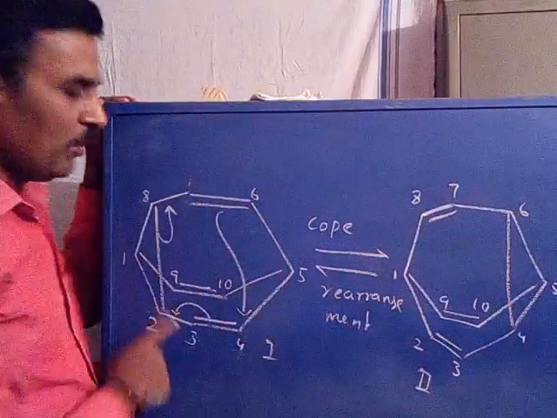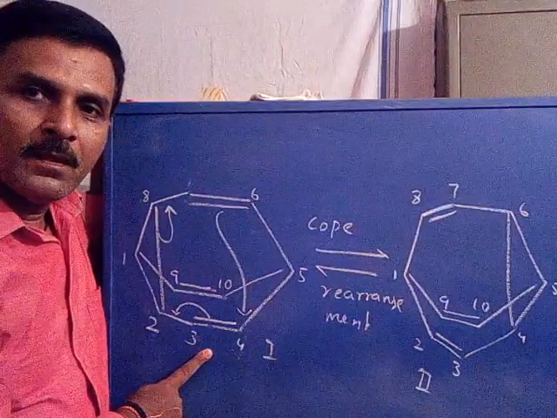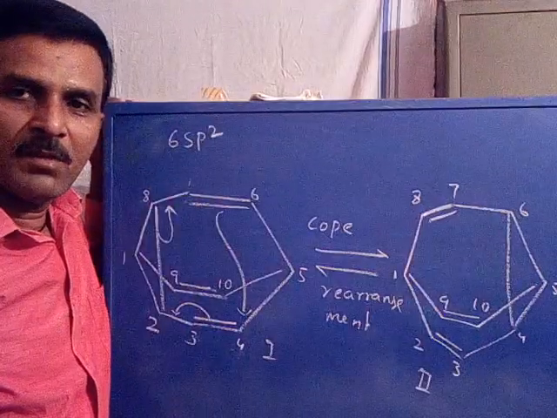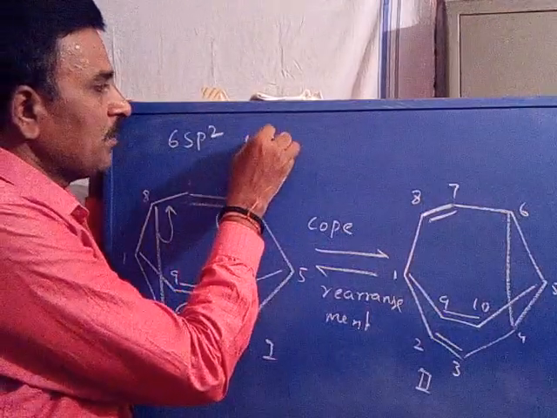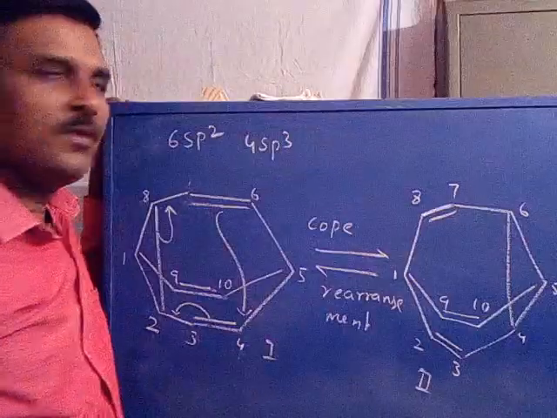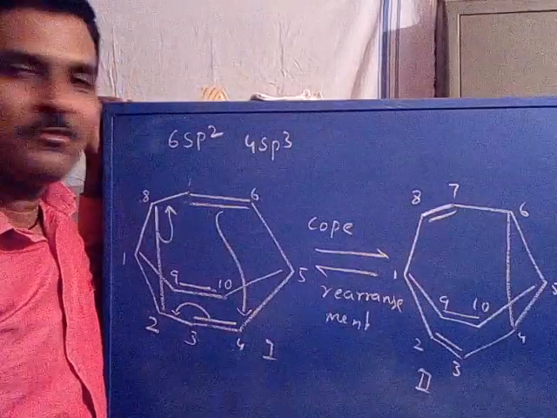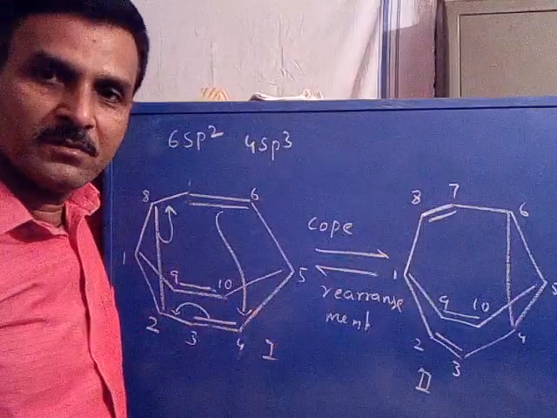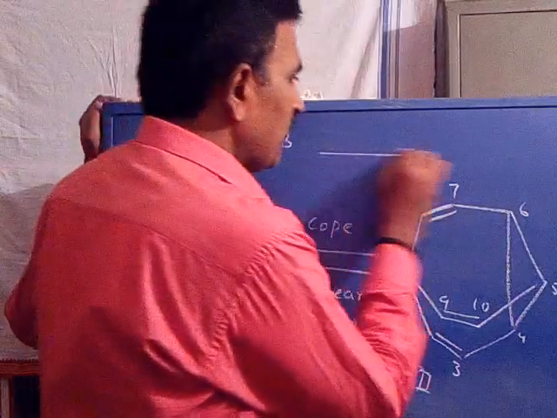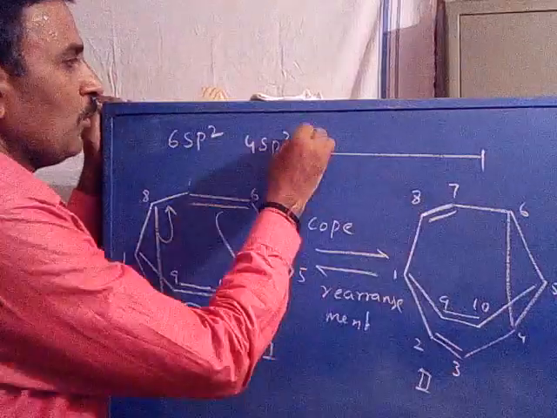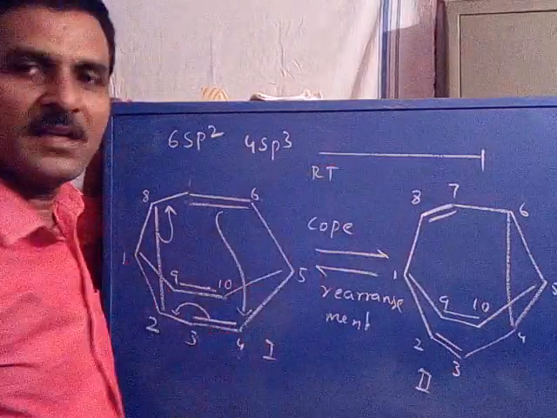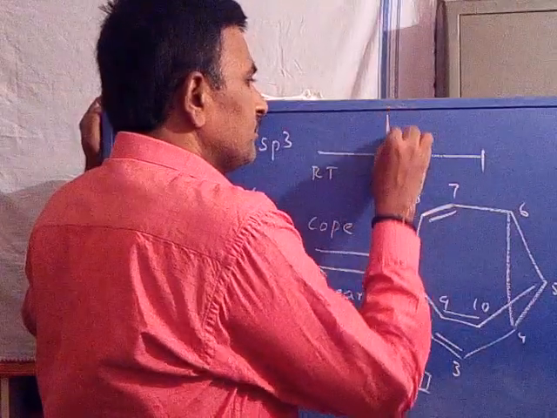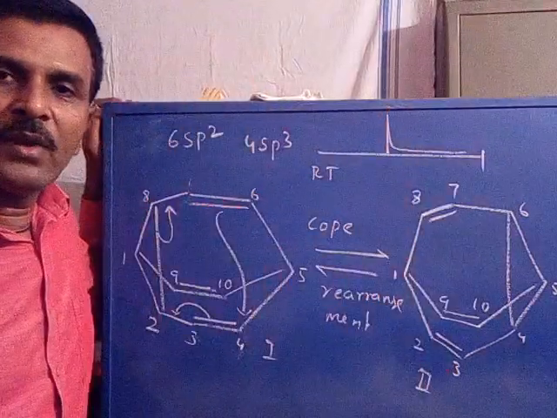Now bullvalene contains 6 sp2 carbons and 4 sp3 carbons. Therefore we would expect two signals, but at room temperature, that is at higher temperature, it gives only one signal.